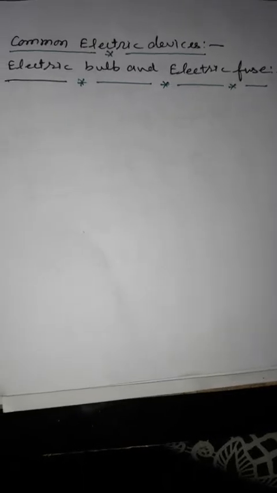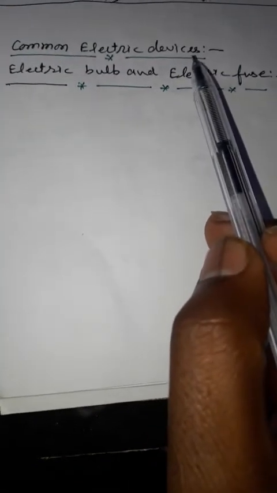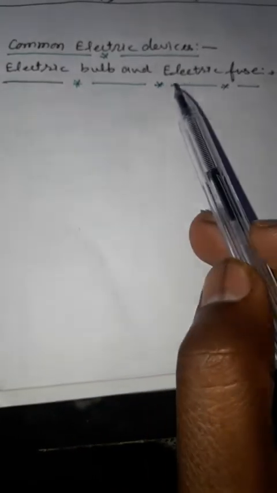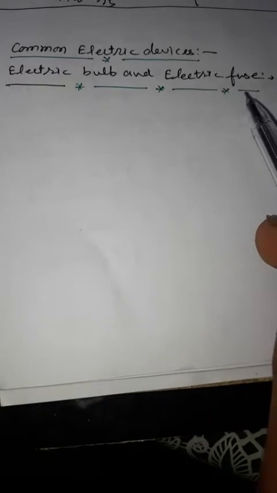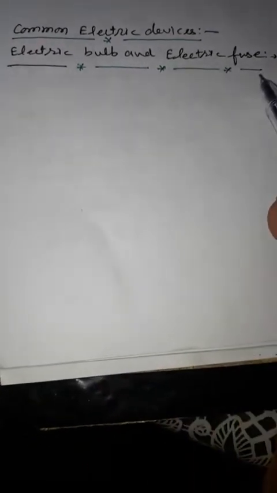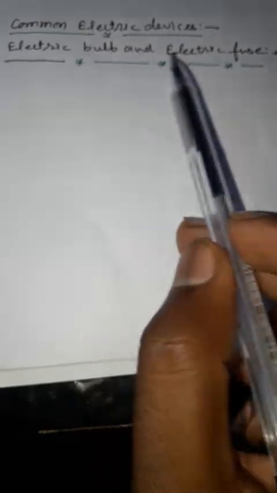Good morning, students. Our topic today is some common electric devices that work on the heating effect of electric current. The most common and important devices are the electric bulb and the electric fuse. So we will discuss these two devices one by one. In this topic, we discuss the construction and the working of these devices.